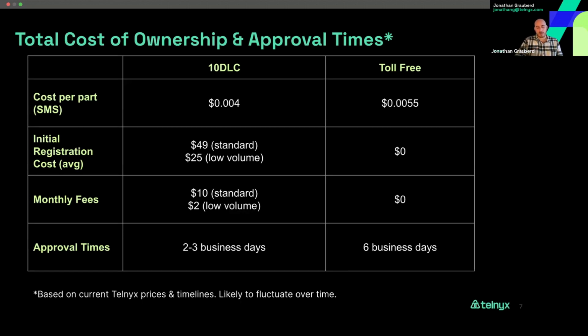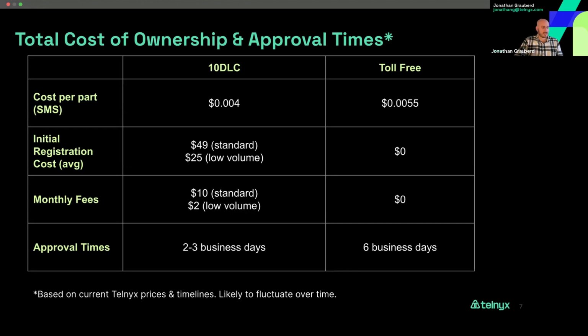It does have a lower cost per message after that, and obviously, if you're contracted with Telnyx, these rates are different. 10 DLC approval did slump for a little bit, but we are seeing speeds coming back to very fast turnarounds, around 2 to 3 business days. Toll-free used to be measured in weeks, or sometimes over a month, but it's been much better the last 6 months. So on average, we're seeing 6 business days for a turnaround, but at times it can be faster.